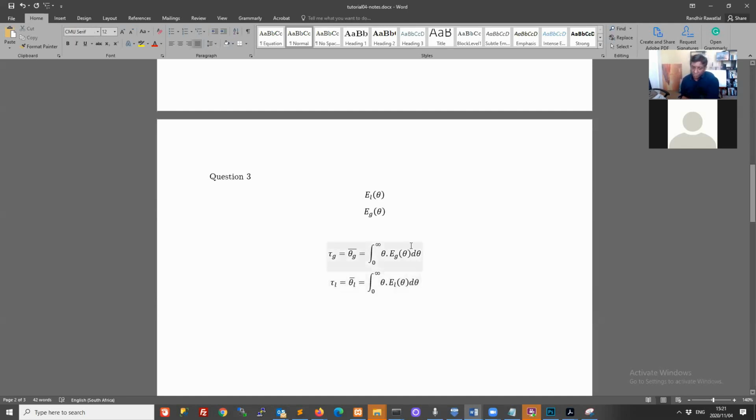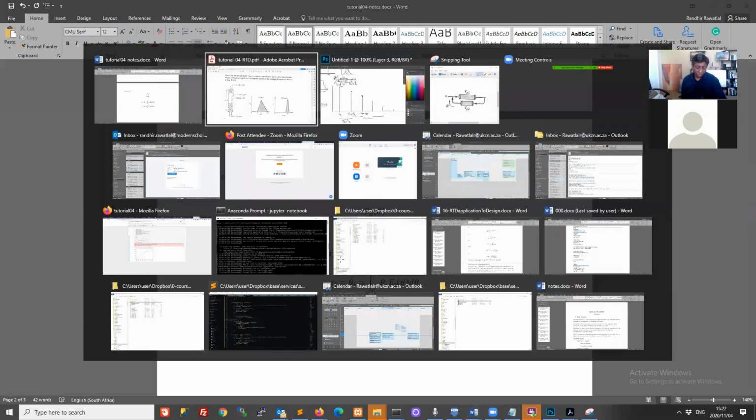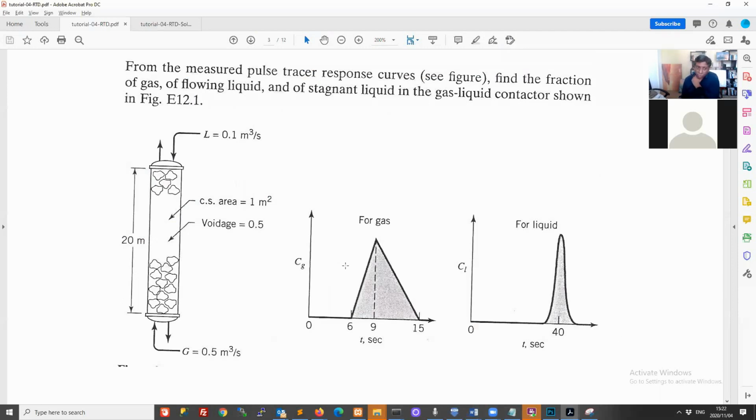So now that we have those concentration traces, we can estimate the exit age distribution for the gas and for the liquid. And then we can use this procedure to estimate the average age. That's going to be nothing but the space-time for the gas and the liquid. And you see, that is now fundamentally new information, because formerly, all we knew was the flow rate. We had the total volume here, but the only other information was the volumetric flow rate.